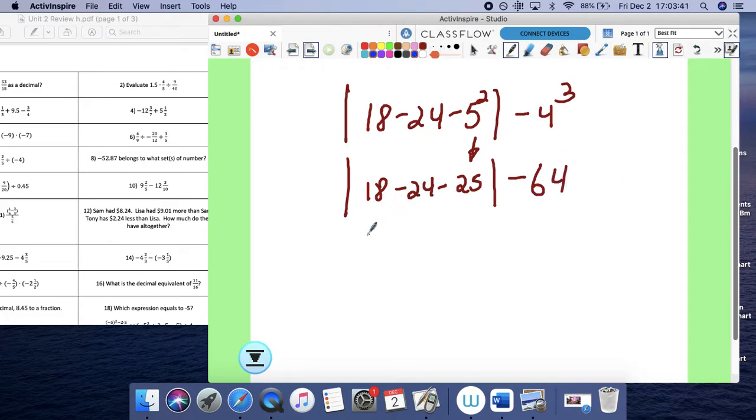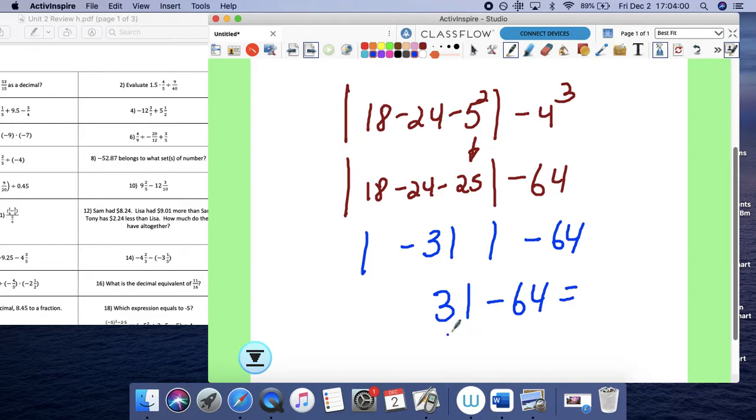Continuing, we have to figure out what 18 minus 24 minus 25 is. So 18 minus 24 is negative 6. Negative 6 minus 25 is negative 31. Minus 64. Absolute value of negative 31 is 31. 31 minus 64. Okay, if you do this, or if you change it to an addition problem, either way, it doesn't matter. You get the same answer, and you get negative 33.